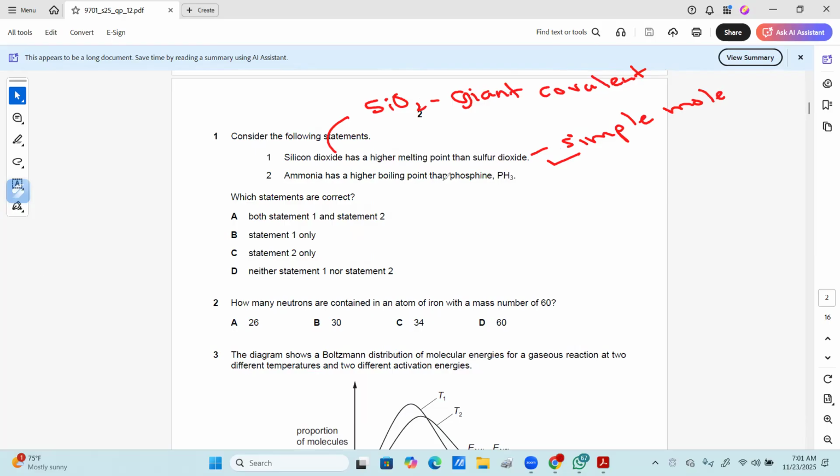Ammonia has a higher boiling point than phosphine. So we know the intermolecular forces in ammonia are hydrogen bonding, and in phosphine they are London forces. Therefore, we know hydrogen bonding is greater than London forces. Therefore, the correct answer is A. Both statements are correct. Then we'll see the second one.